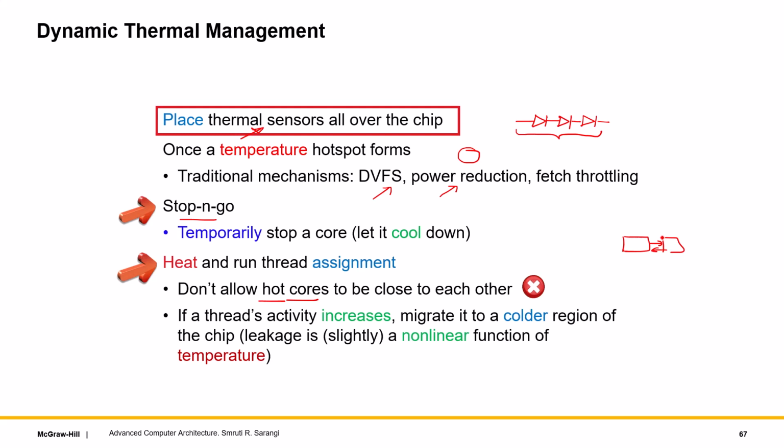So what a good OS scheduler should do is read the temperature from the on-chip temperature sensors. If a thread's activity is increasing, its power will increase, so you move it to a colder region of the chip, because leakage is a slightly nonlinear function of temperature, so you don't want this feedback to set in. Moment you have more activity, you move it to a corner or space out the cores.